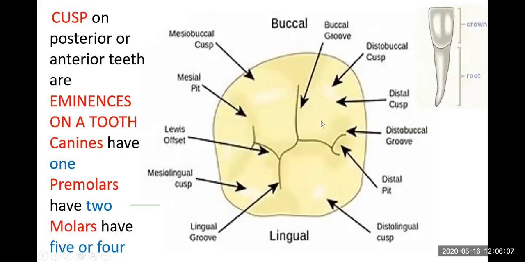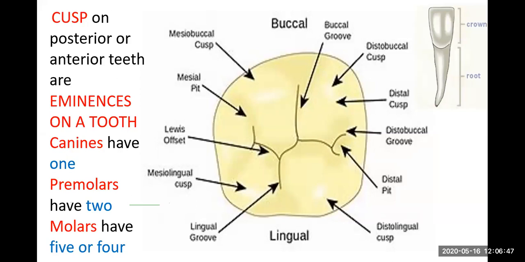Now, this will help you to understand also the different cusps of a typical posterior tooth. A cusp is an eminence on a tooth. It's an eminence on a tooth. Cusps can be posterior, they can be anterior. These are, let me say, projections, elevations on a tooth. And this image shows you a lot about how to understand the different sides of all these cusps.